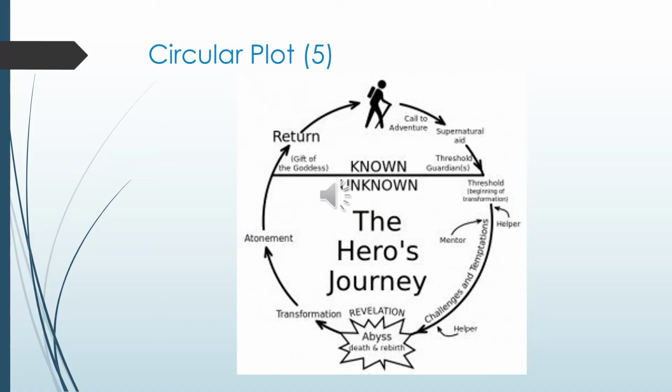Now, the hero's journey is an example of a circular plot, and you can just look around the circle here. The hero starts with his call to adventure, their supernatural aid, and so on, transformation, atonement, then the return, and then we're back to the hero at square one. He's probably changed, but he's ready perhaps for another call to adventure.